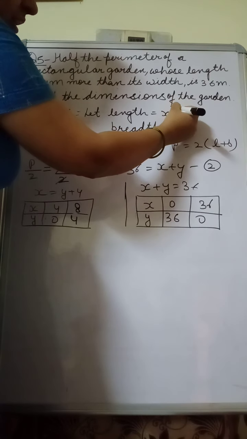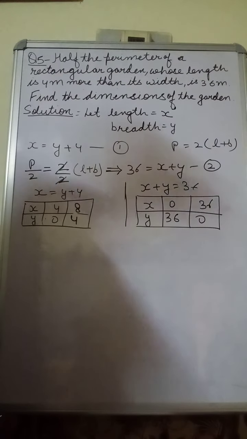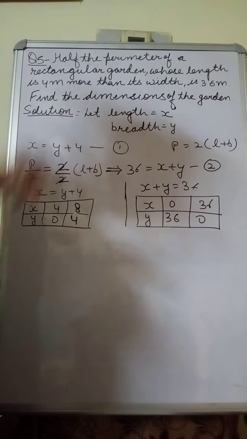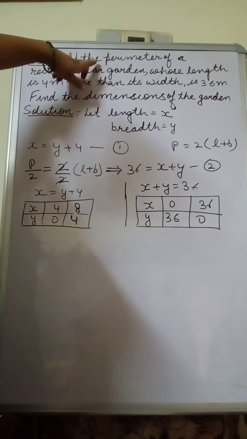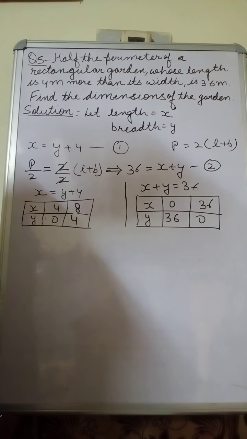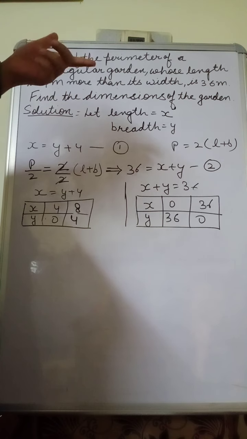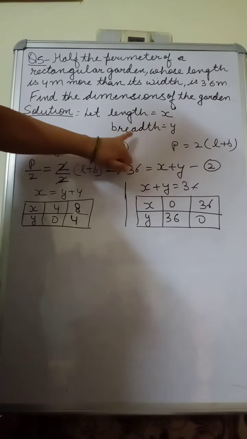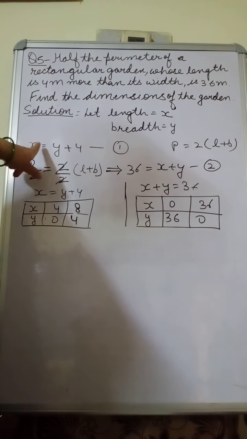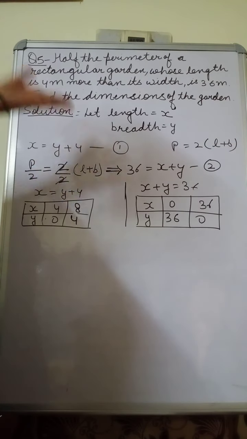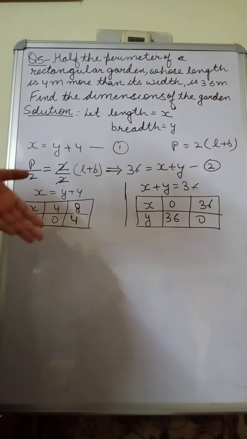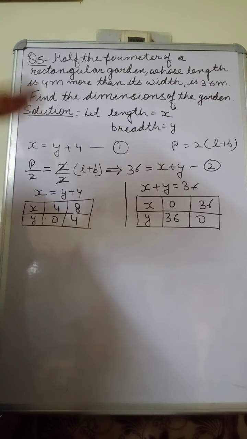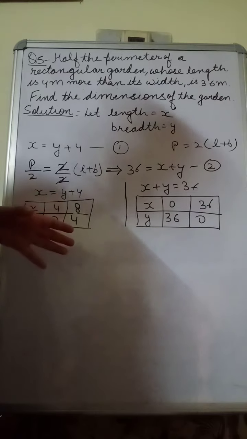Here we have a rectangular garden, the relation between the length and width is given, and half of the perimeter is 36. It means the value of the perimeter is given to us. So let us quickly do the question. Let the length be x and the breadth be y. To find the dimensions of the garden, we have to make equations that can be plotted on the graph. Now we have to make the linear equations.